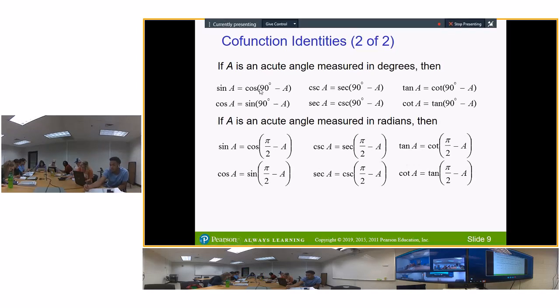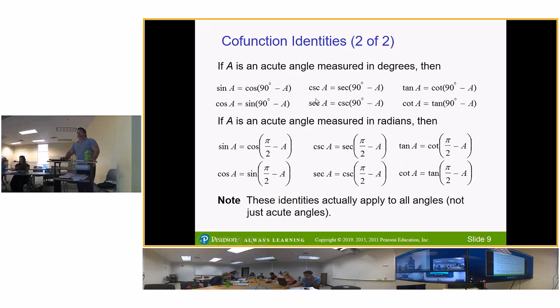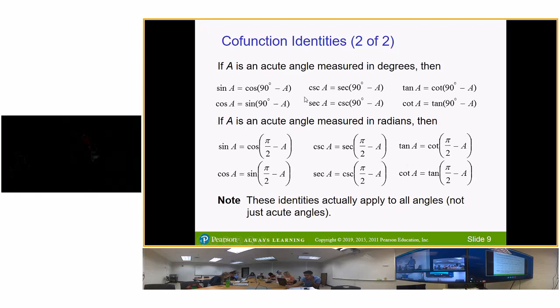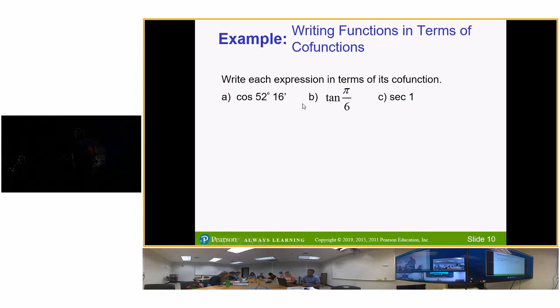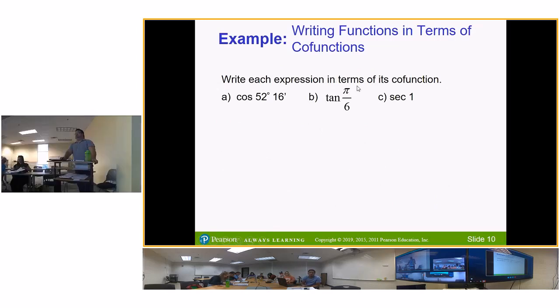These identities actually apply to all angles, not just acute. And there you go. So, write each expression. Does it tell you to solve? No. It just tells you to write each expression in terms of its cofunction. So that one, of course, would be the sine of 90, which is that.